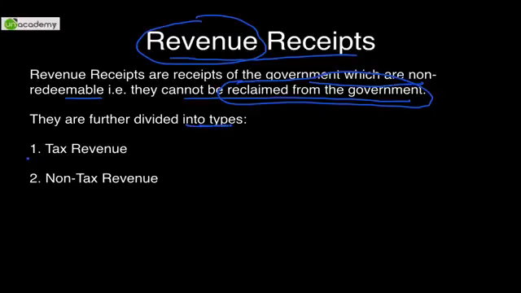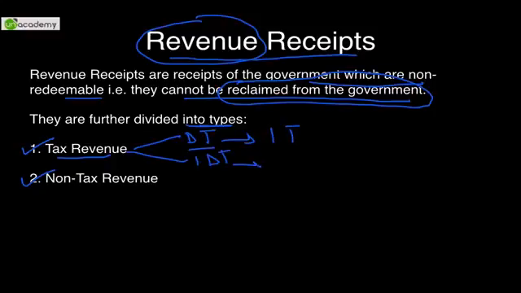More clarity would come by understanding the types. First is tax revenue, second is non-tax revenue. Tax revenue: the government takes two types of taxes from us. First is direct tax and the second is indirect tax. Direct tax is income tax. Indirect tax is excise, customs, GST impending. All these things are tax revenues. They result in the creation of receipts for the government. They cannot be got back from the government. Hence it is said that it cannot be reclaimed from the government.